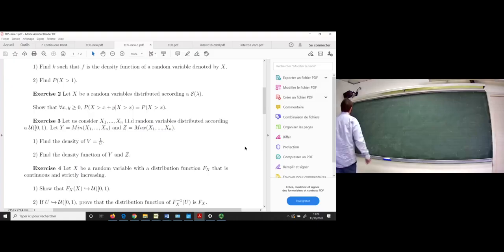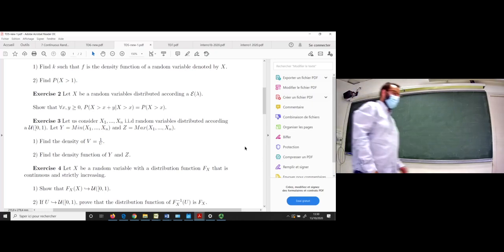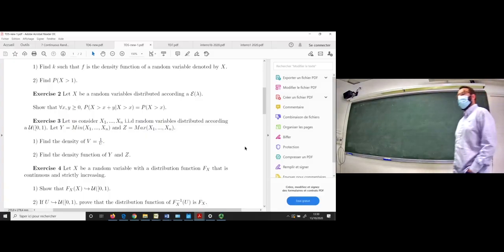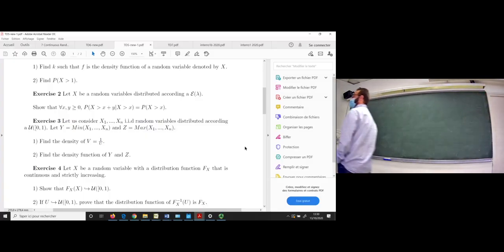So I consider that x follows an exponential of parameter lambda. So what is the definition of x? Or what is the way to characterize this distribution here? Or in other words, what is its density function? What is the density function of an exponential of parameter lambda?